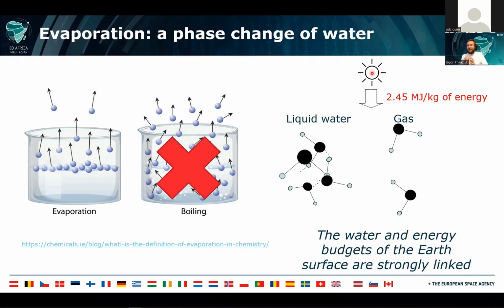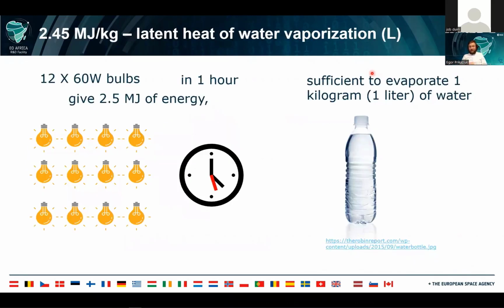To make you better understand how much 2.5 megajoules are, because that's just a number, you can imagine that you have 12 bulbs of 60 watts, and you light them for 1 hour, and in total, they will produce in 1 hour 2.5 megajoules of energy, a little bit more. Then, what is a kilogram of water? At least here in Europe, we don't measure water in kilograms. We sell it usually per liter. And it's exactly 1 liter. 1 kilogram of water is 1 liter of water.